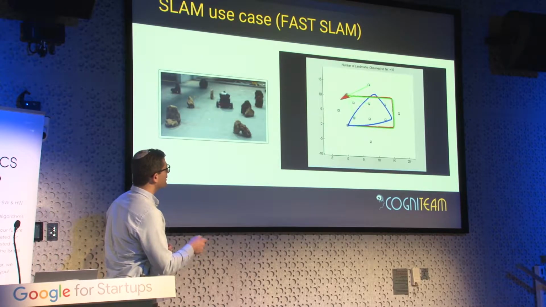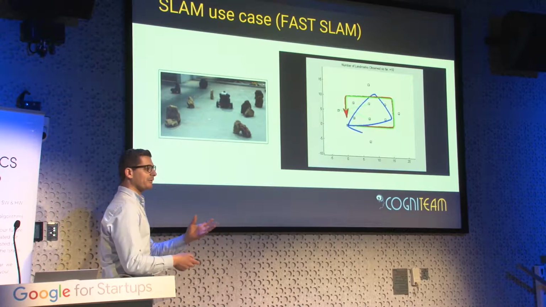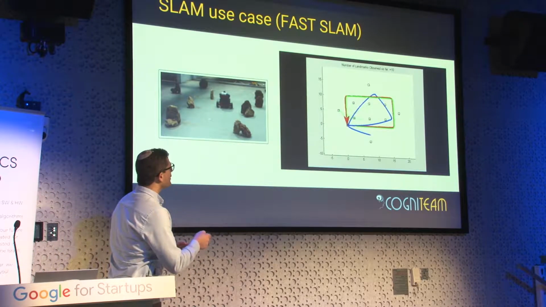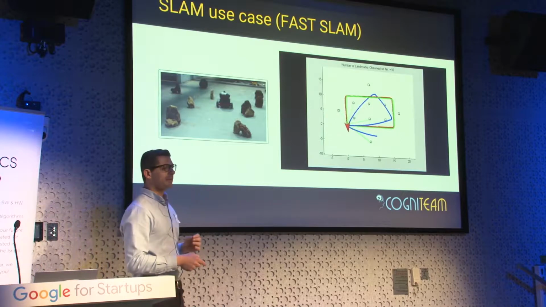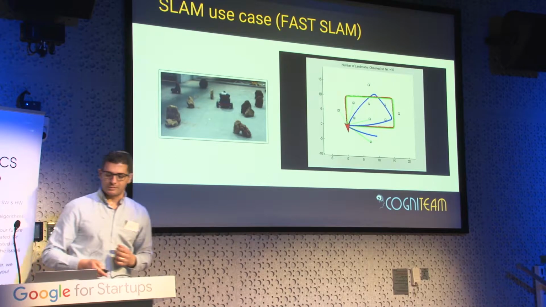And the green one is by using the landmarks, as I explained earlier in the concept. And the red one is the relocation. You see it's very accurate, while you always correct yourself based on what you see.